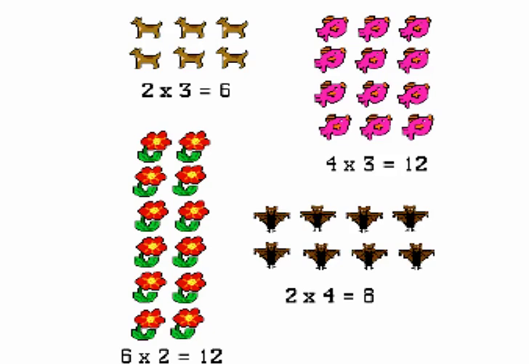Here are some more examples of arrays. We have 2 times 3, 4 times 3, 4 rows of 3 columns. We have 6 times 2 and 2 times 4. It's 8. Notice how they're shown using rows and columns.